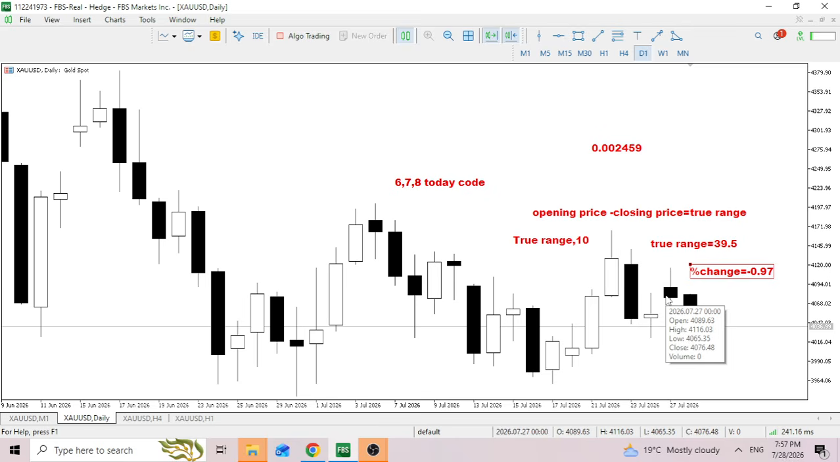So if you take opening price, which is 40.89, minus closing price, let me show you. Opening price is 40.89.63 minus 40.60. The closing price is 40.76. Wait, did I lose you? Yeah, we made a mistake, guys. We are wrong. The range is not that 9.